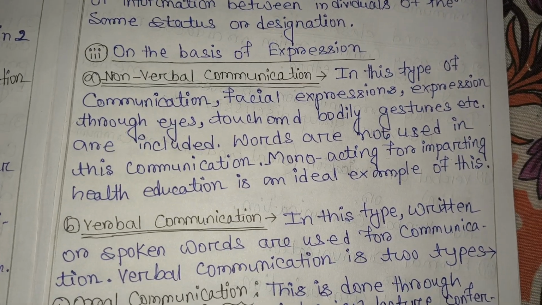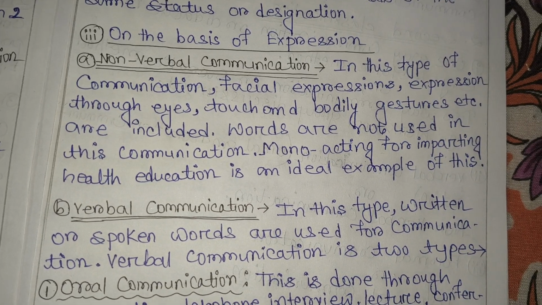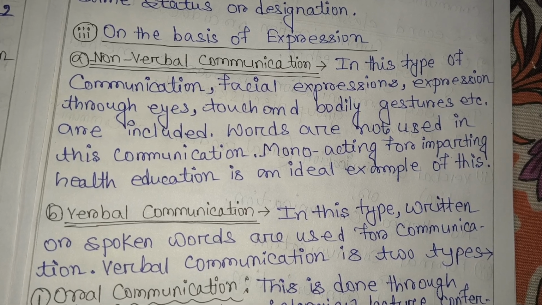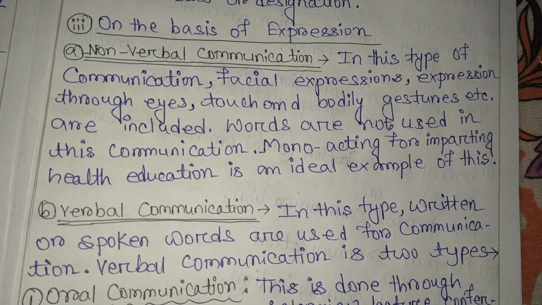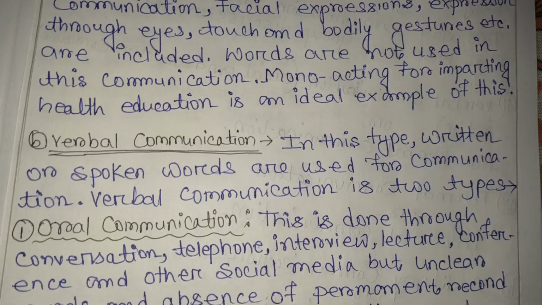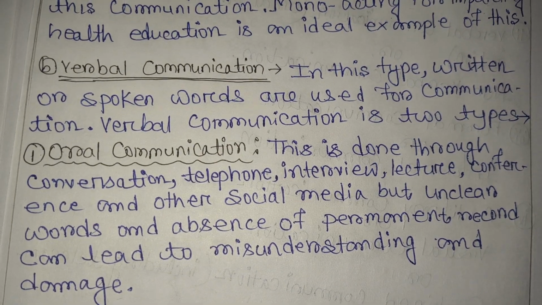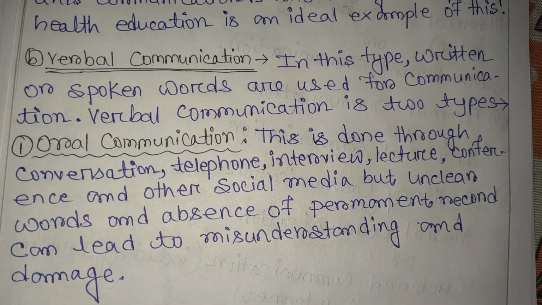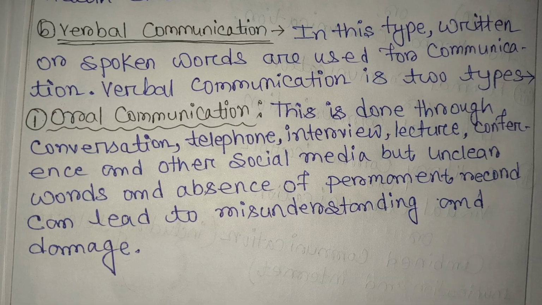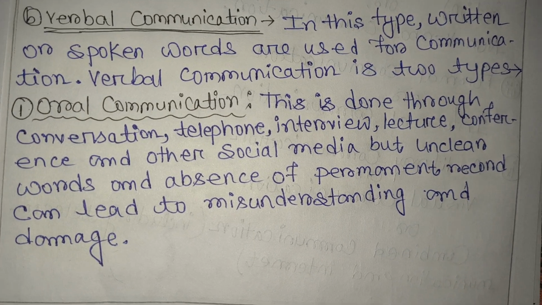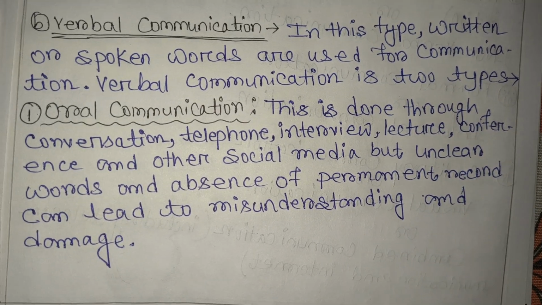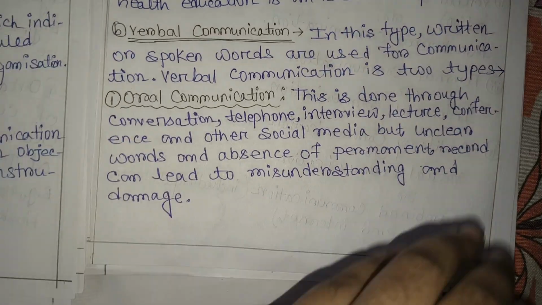On the basis of expression: non-verbal communication, verbal communication. Non-verbal communication: in this type of communication, facial expression through eyes, touch, and bodily gestures, etc. are included. Words are not used in this communication. Mono acting for imparting health education is an ideal example of this. Verbal communication: in this type, written or spoken words are used for communication. Verbal communication is of two types: oral communication, which is done through conversation, telephone, interview, lecture, conference, and other social media, but unclear words and absence of permanent record can lead to misunderstanding and damage.